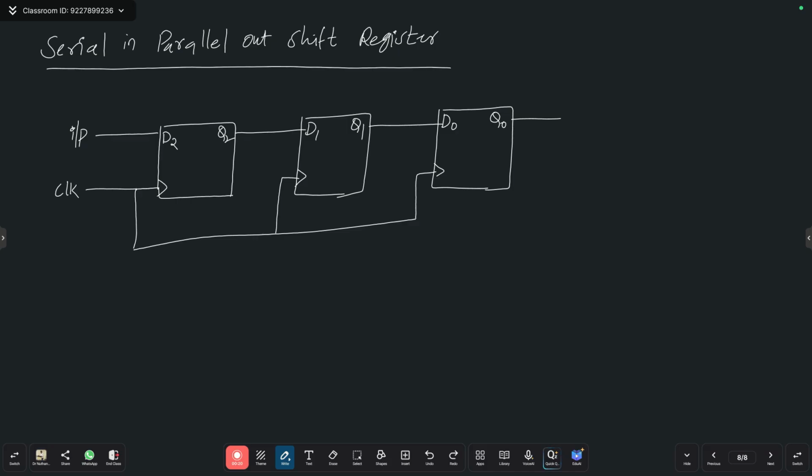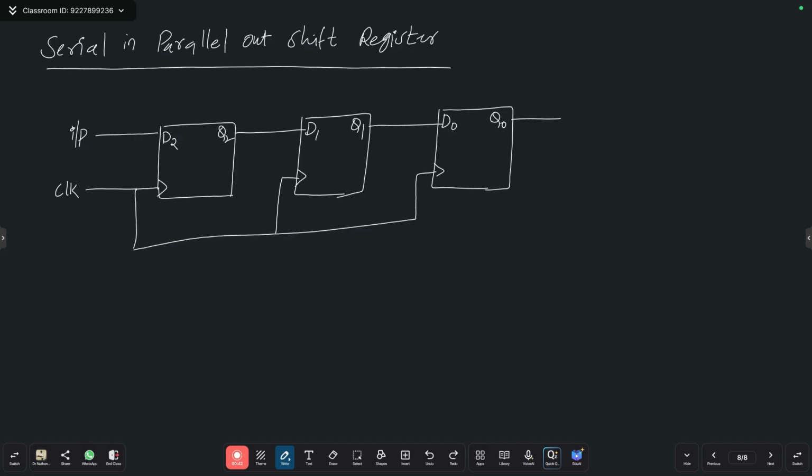You should give input serially. You can obtain outputs in parallel, means at a time you will generate the output. But input you should give serially. You can get the output in parallel. Are you clear? Yeah, this is a best shift register.